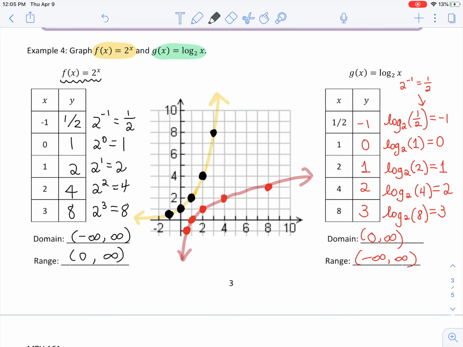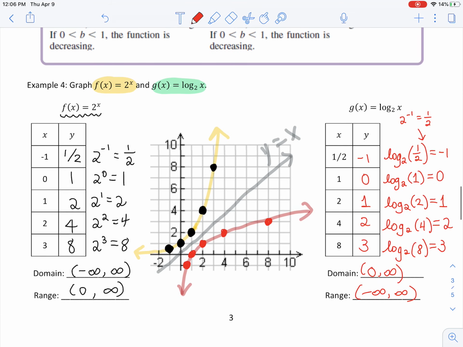And the reason I kind of wanted to do it on the same line was because, do you see? I'm drawing the line y equals x. Do you see that these two graphs are symmetric with respect to the graph y equals x? And this is what inverse function graphs should look like.